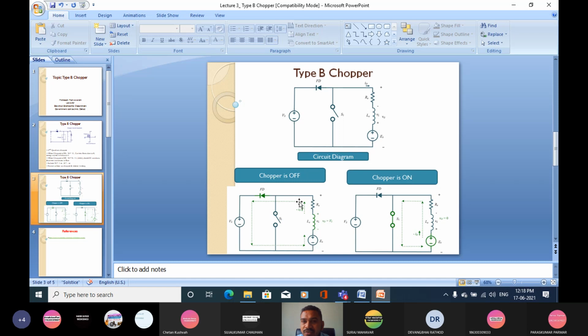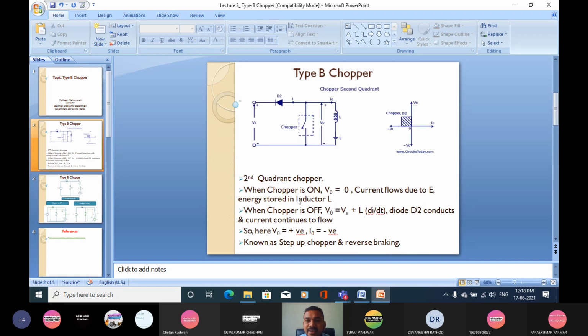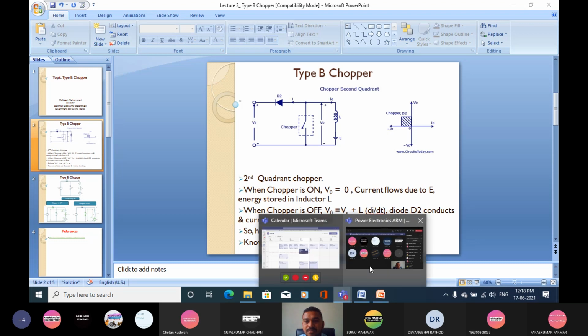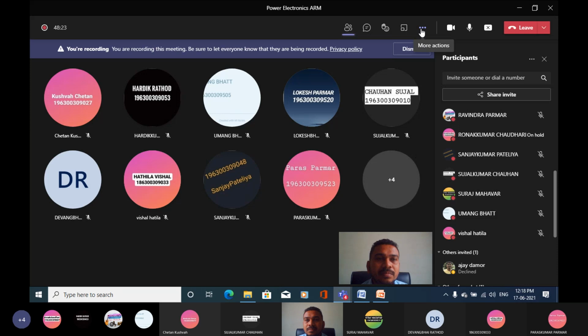Why is it known as the second quadrant chopper? Because in both cases, when the chopper is on and when the chopper is off, output voltage remains positive but output current remains negative. So we are getting positive output voltage and negative output current, and in this VI plane, that is the second quadrant. So this chopper operates in the second quadrant. That's why type B chopper is known as the second quadrant chopper.